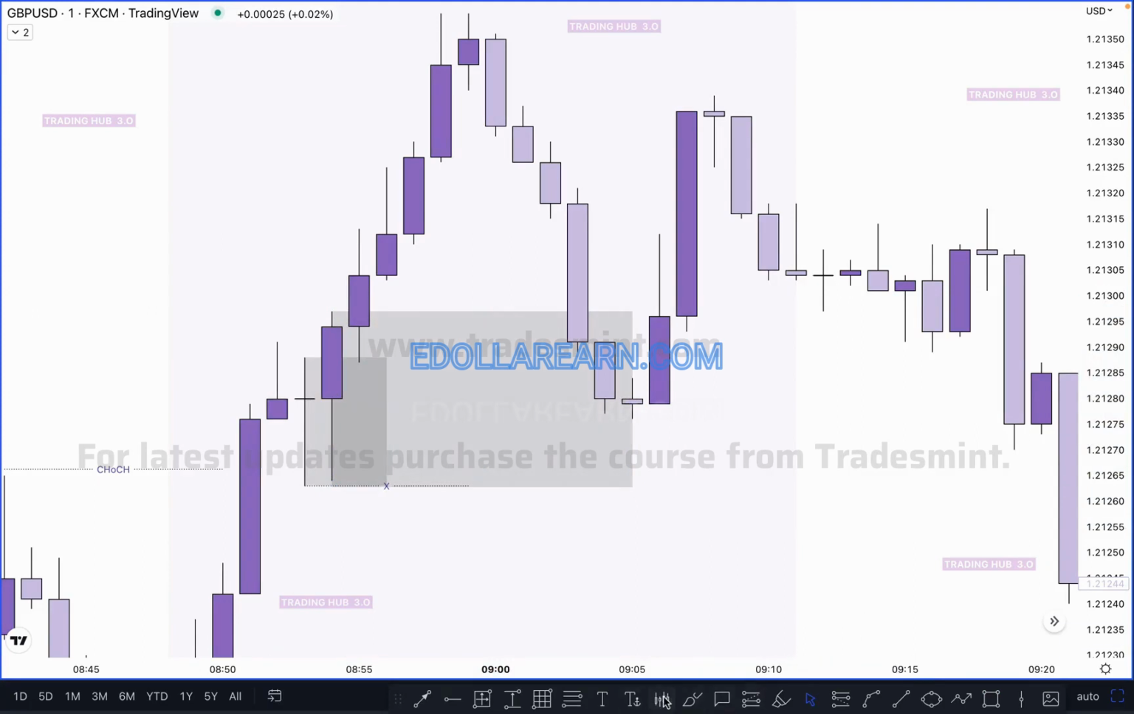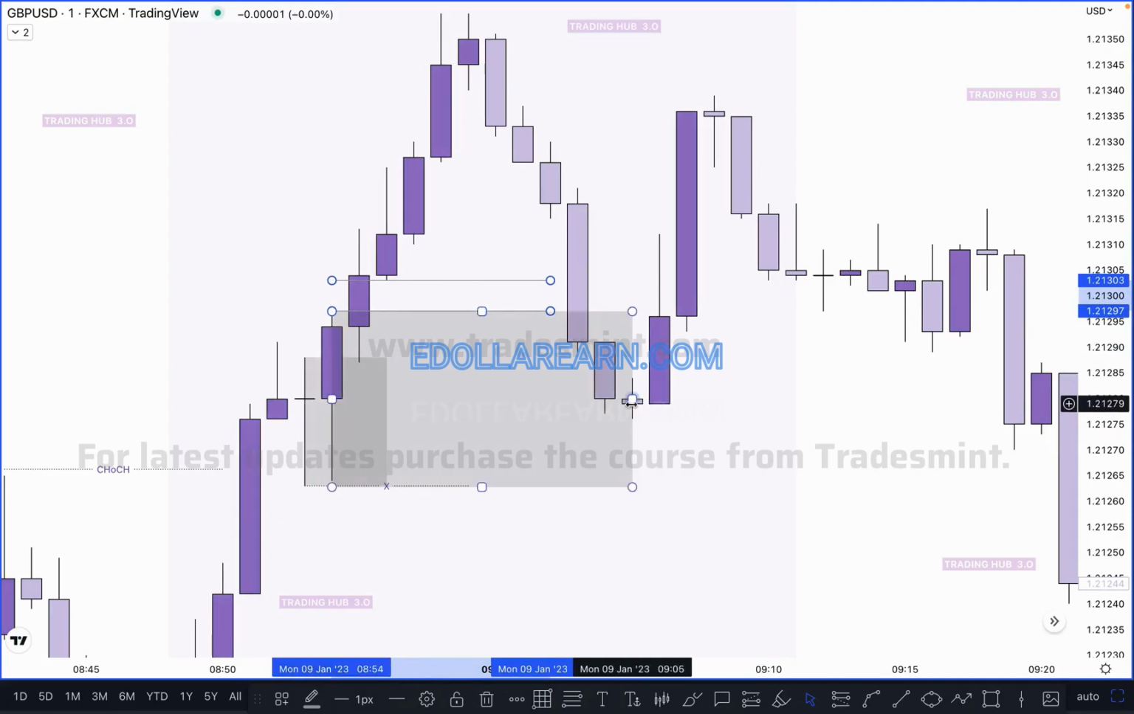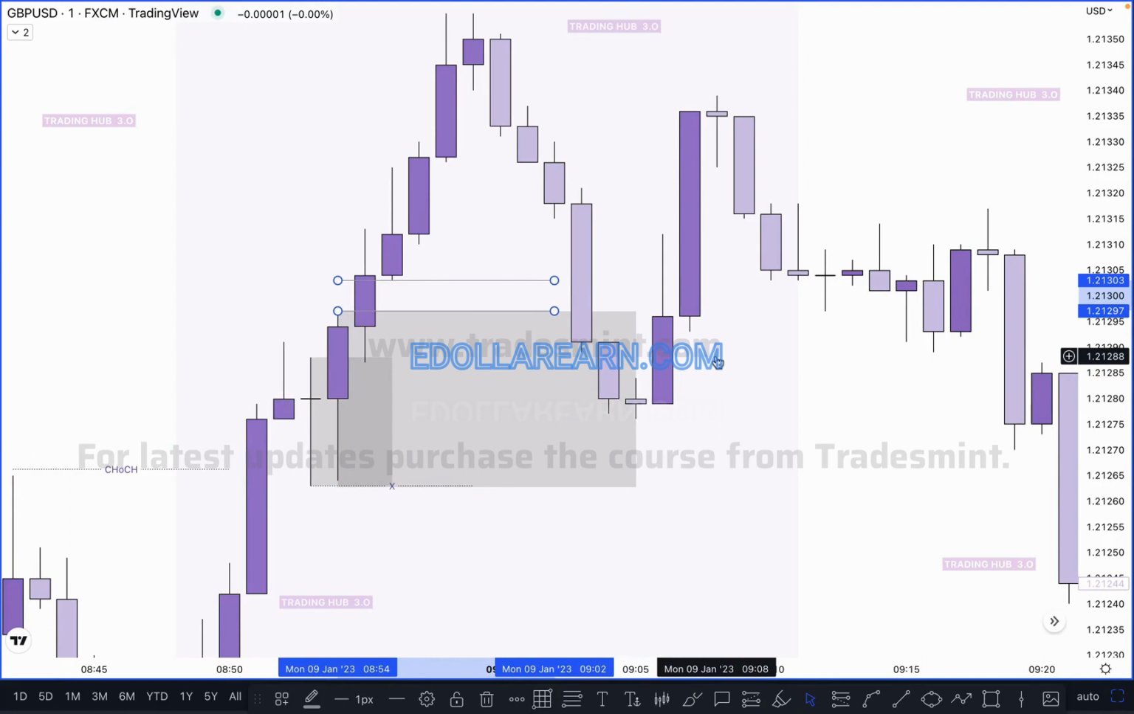Why? Because a proper imbalance is available here. This candle's high is here and the next candle's low is here in a bullish market, right? So the imbalance is here and this candle took out the liquidity. So this order block is valid, but this is not an entry point, just identification of the order block.